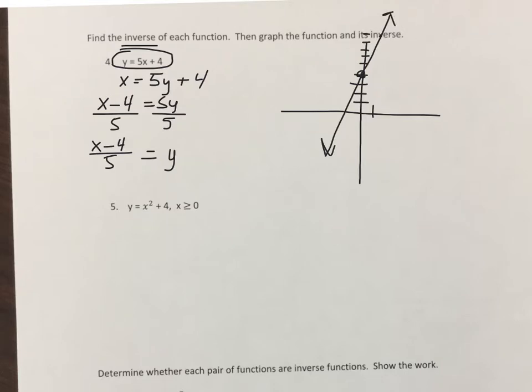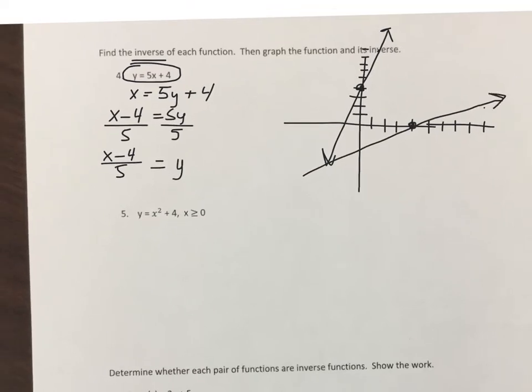This one, we can do a couple different ways. We can switch those points of the original function. So instead of 0, 4, I'd have 4, 0. And instead of 1, remember I went up 5, so 1, 9, I would have the point 9, 1. And my line would look like this. Obviously a very rough graph. It is reflected over the y equals x line, which will always happen.